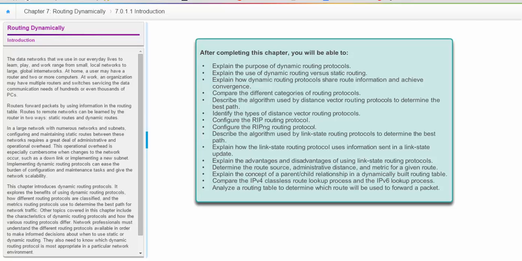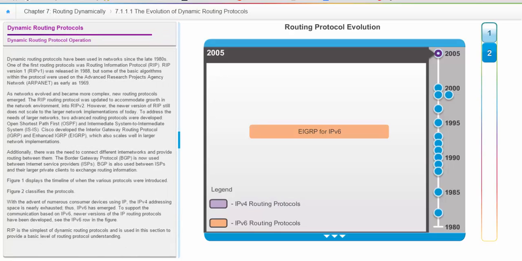And then we'll compare the IPv4 classless route lookup process and the IPv6 lookup process. And then finally, we'll analyze a routing table to determine which route will be used to forward a packet. A little bit about the background of dynamic routing protocols. They have been used in networks since the late 80s, and one of the first routing protocols was Routing Information Protocol, and we refer to that as RIP.